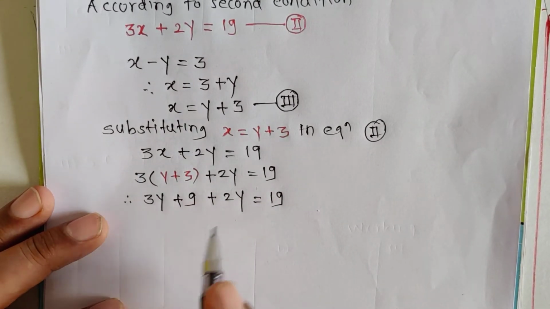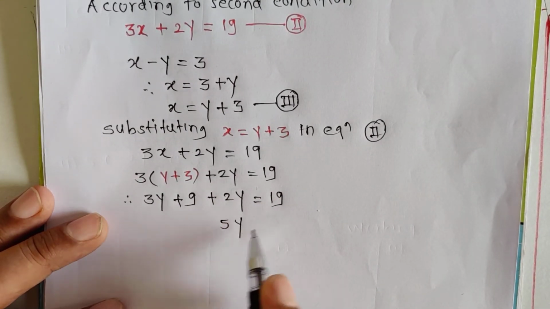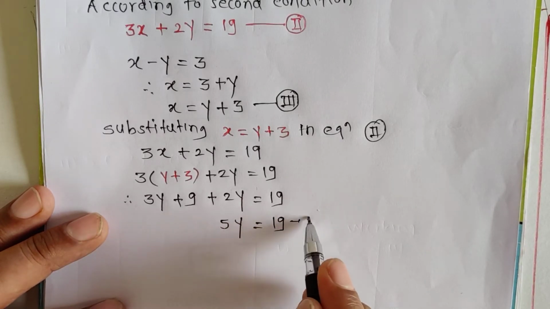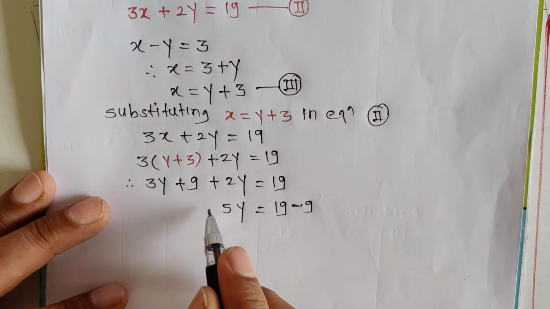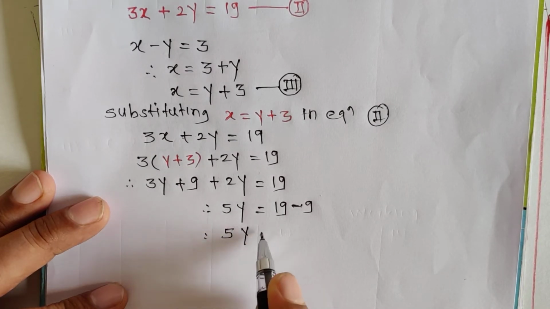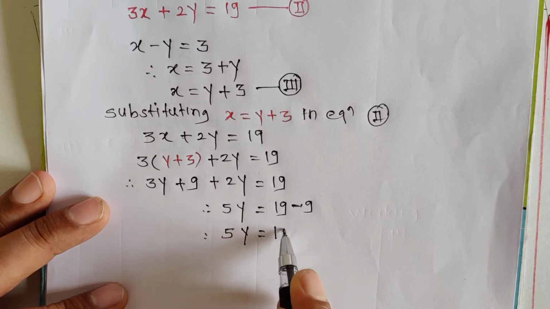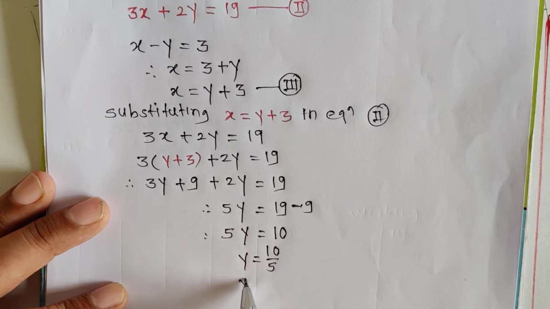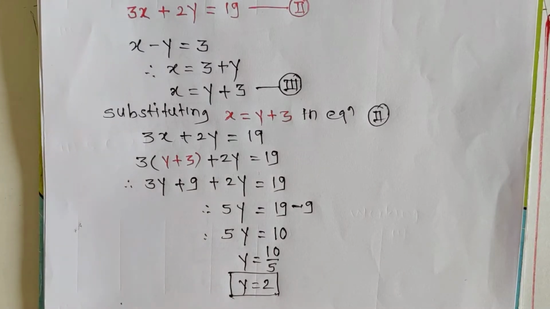So 3 plus 2, 5y is equal to this 19, and this 9 becomes minus 9. Therefore, we get 5y is equal to 19 minus 9 is 10, and y is equal to 10 divided by 5, means y is equal to 2. So in this way, we get one of the numbers. y is equal to 2.